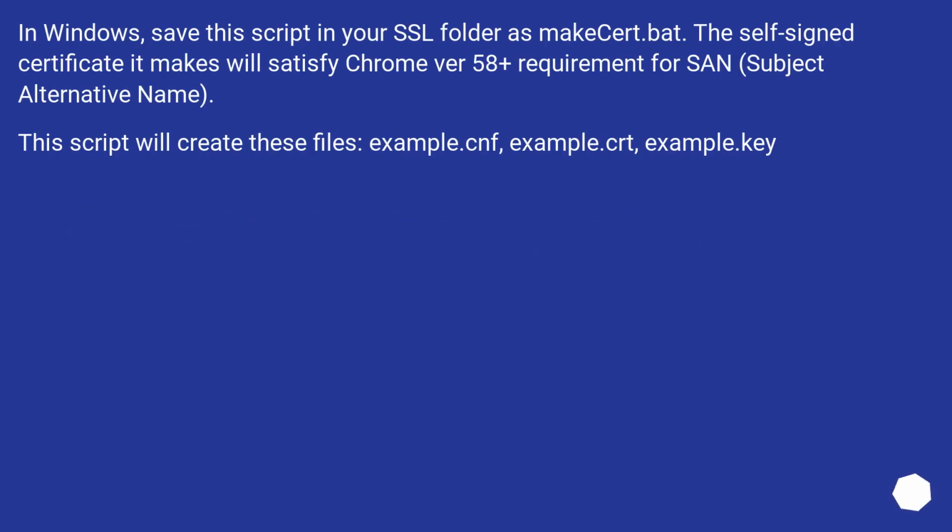In Windows, save the script in your SSL folder as makecert. The self-signed certificate it makes will satisfy Chrome version 58+ requirement for SAN, subject alternative name. This script will create these files: example.cnf, example.crt, example.key.